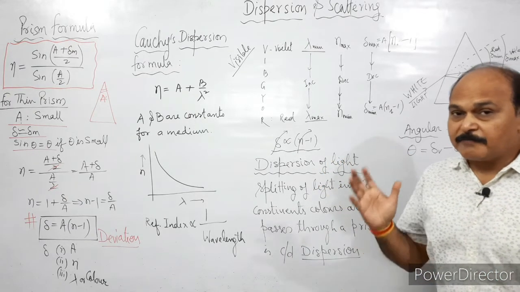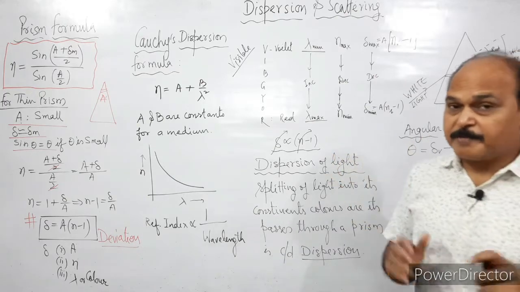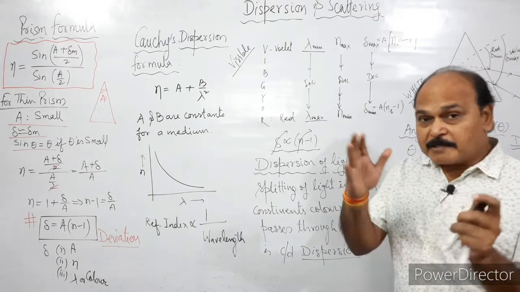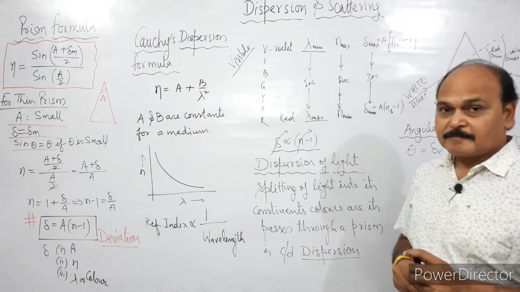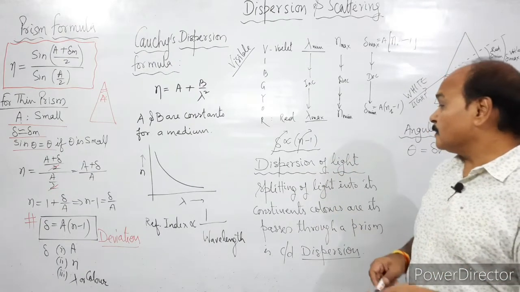Since different colors have different deviations as they pass through the prism, they emerge out separately from the other side of the prism. And this is what is called dispersion.